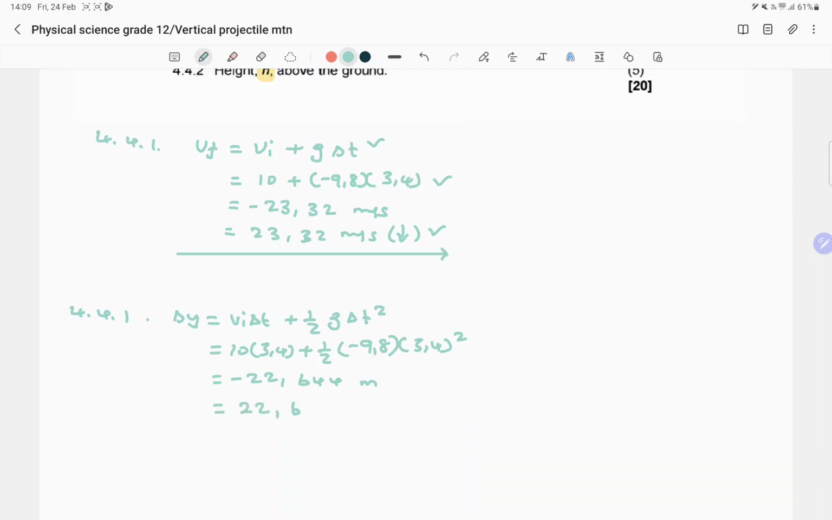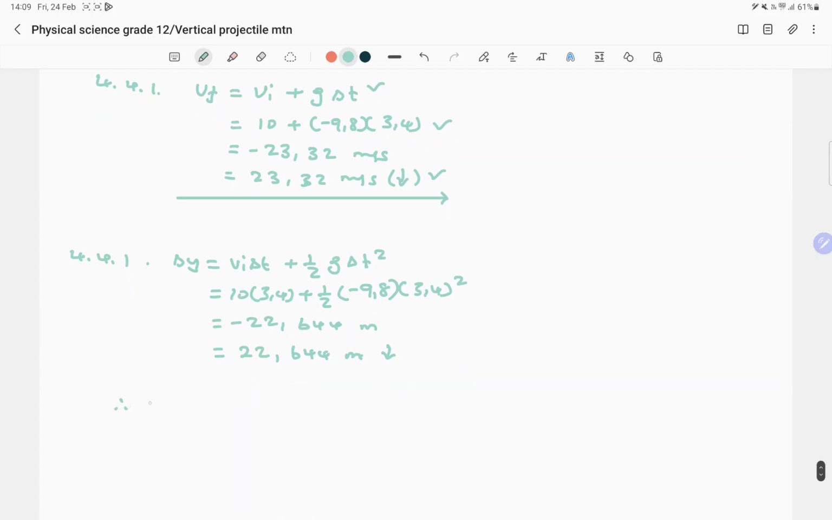Okay, so what is that? This is 22,644 meters down, because remember this is the position. Okay, we can say therefore h is going to be equal to 40 minus this 22,644. Okay, so 40 minus 22,644 gives us 17,36 meters. Again, h is just a height, so no need to worry about direction because it is a scalar quantity.